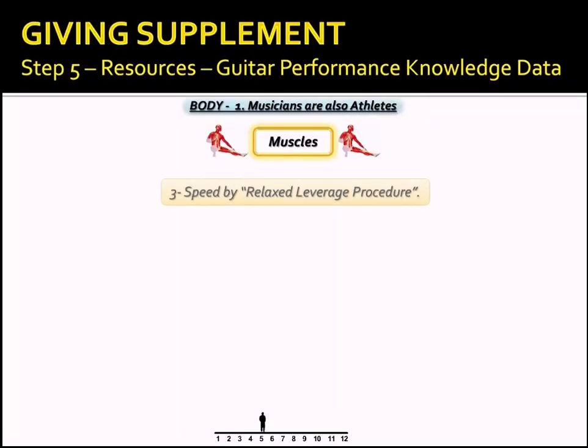Number 3. Speed by relaxed leverage procedure. This training has the purpose to condition your muscles to possess a faster response. There are three kinds of muscle fibers present in our body. The slow twitch fibers, responsible for strength and endurance, the fast twitch fibers, responsible for speed, and the intermediate twitch fibers, presenting both slow and fast twitch fiber traits.